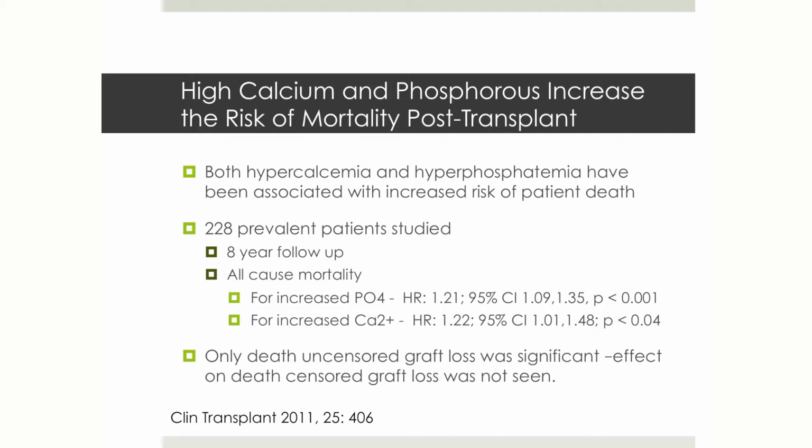There was a hazard ratio of 1.21, which was significant for hyperphosphatemia or hypercalcemia. But as far as graft loss was concerned, only death-uncensored graft loss was significant. The effect on death-censored graft loss was not seen. So it looked like the biggest issue here was that there's an increased risk of mortality. Again, it doesn't speak to what the causality here is, but it's a signal that's worrisome that we shouldn't just ignore these issues.